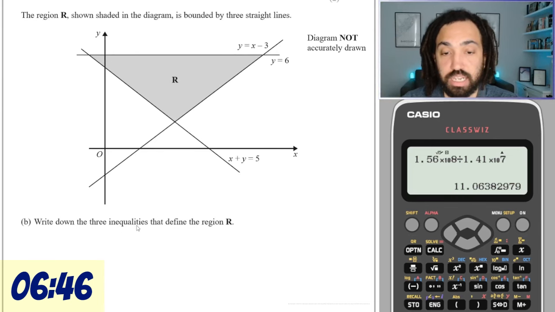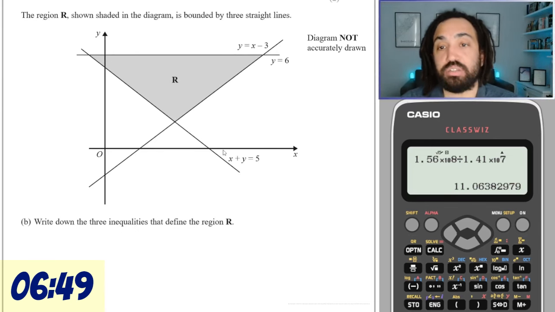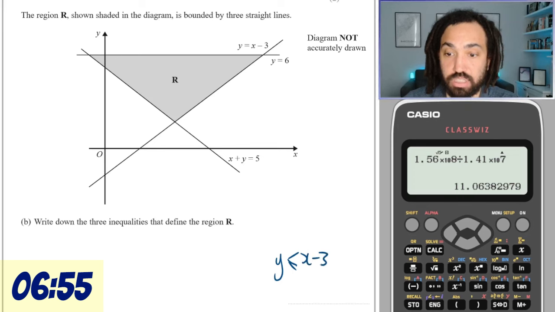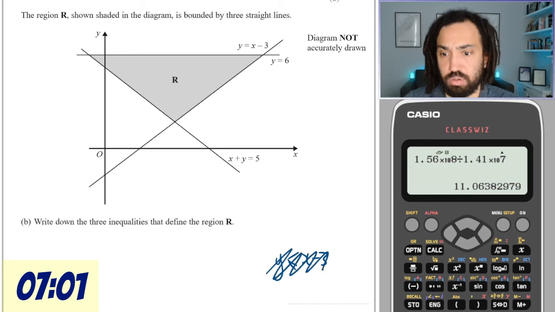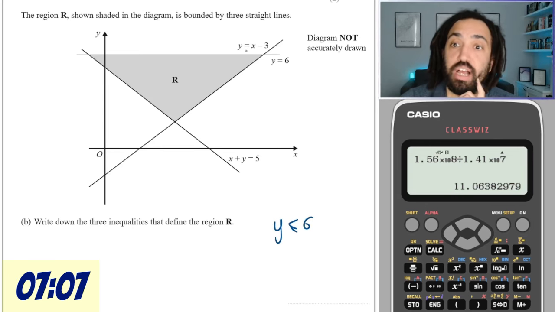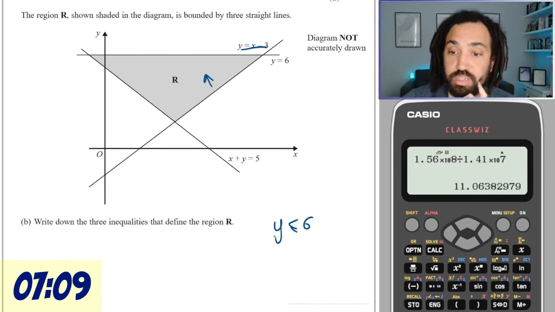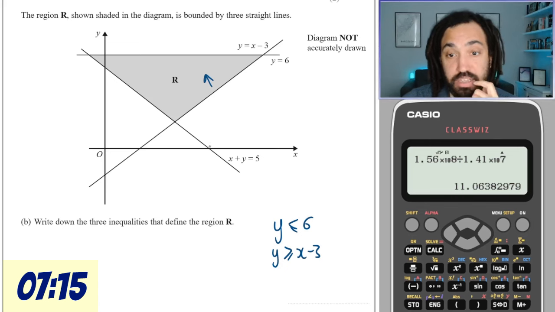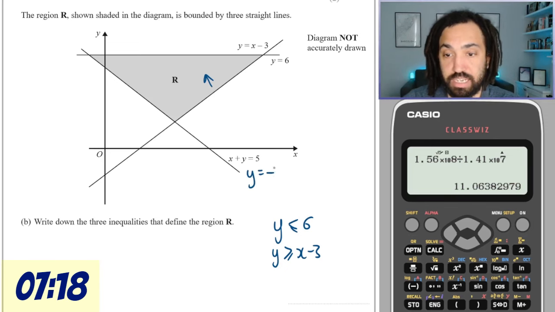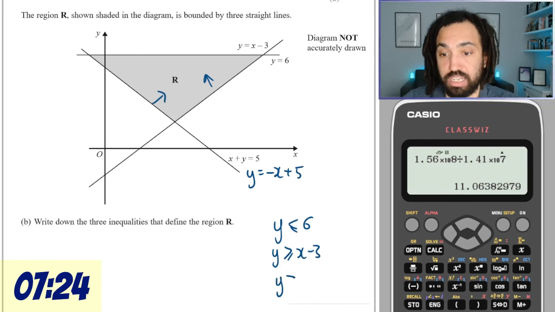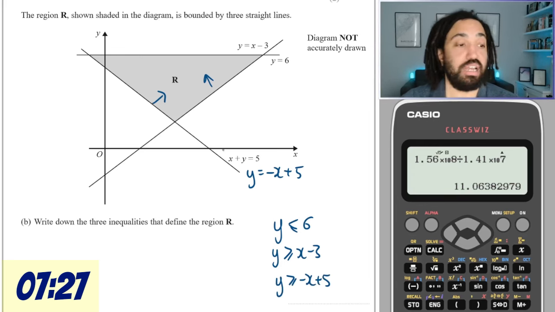Write down the 3 inequalities that define the region. Well, the one at the top, y is less than or equal to 6, because that one's below the line. This one here is above the line, so y is greater than or equal to x minus 3. And this one here I could rearrange. I always like to make y the subject, and again it's above the line, so y is greater than or equal to minus x plus 5.